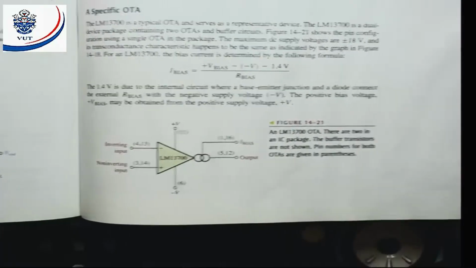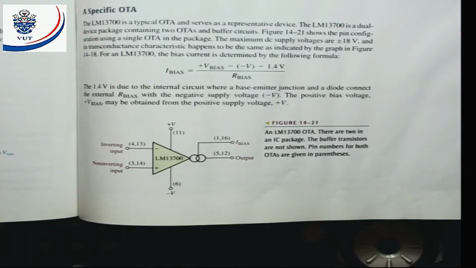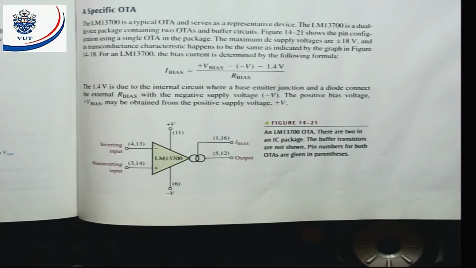All right, now we're going to look again at the specific OTA. That means an OTA you can go and buy with a certain number. Here they state the LM13700 is a typical OTA and serves as a representative device. The LM13700 is a dual device package containing two OTAs and buffer circuits. Figure 14.21 shows the pin configuration using a single OTA in the package.